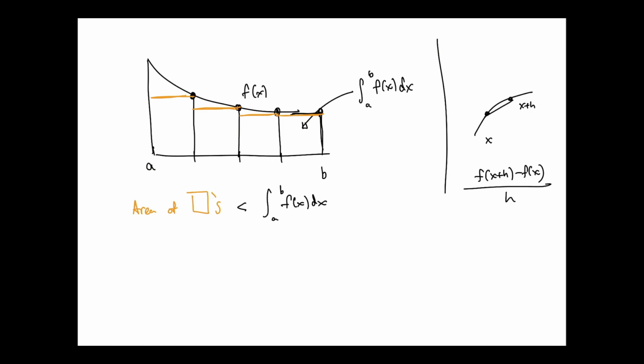But let me change things a little bit. Does the orange look okay? Can you guys see it well? What if I instead had picked these points and drawn my rectangles this way? What's true about the green area? It's more.